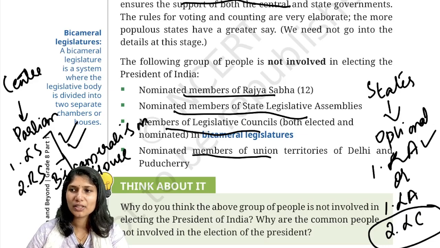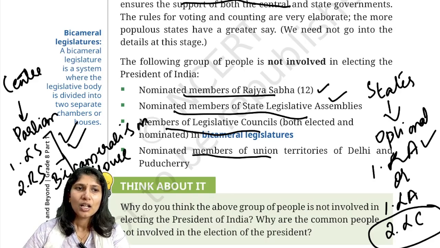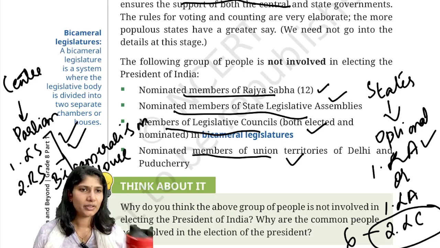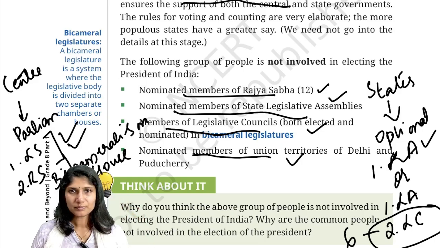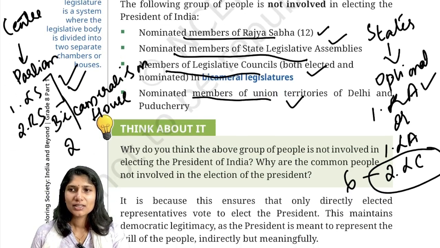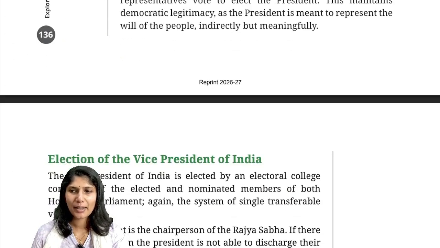So who is not taking part in a presidential election? Nominated members of Rajya Sabha, nominated members of state legislative assembly, nominated plus elected members of legislative councils. Why? Because legislative council is optional, no? Not all states have it. And also if you see, only 6 Indian states have legislative council today. And nominated members of union territories, okay, of your Delhi and Puducherry. So this is how your presidential election happens.